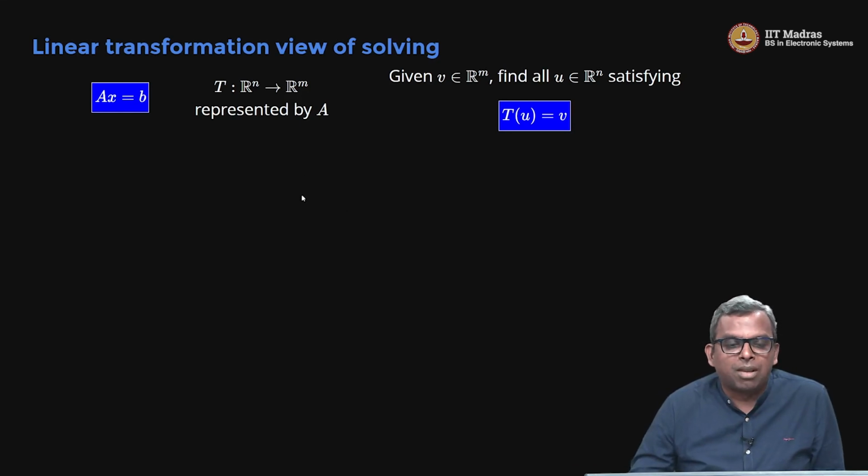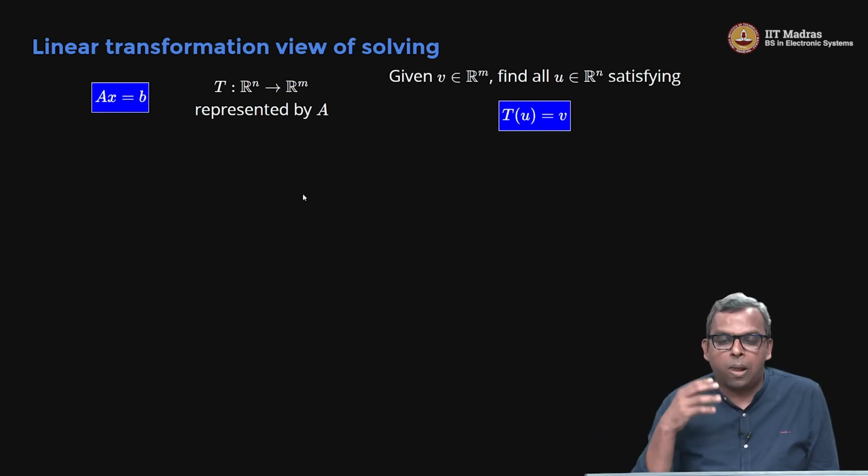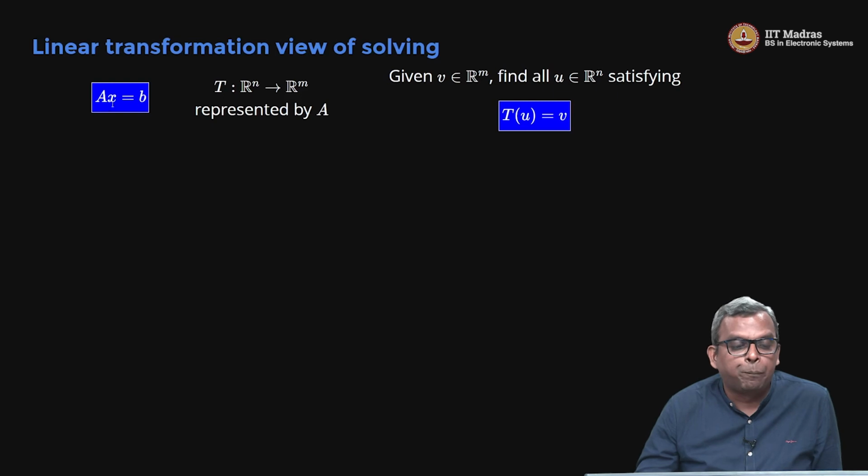So here is a linear transformation view of the solving process. What do we do when we solve the linear equation? What are we doing exactly? So here is the equation Ax equals b, and I'm going to say a linear transformation T from Rn to Rm is represented by this A, an m cross n matrix.